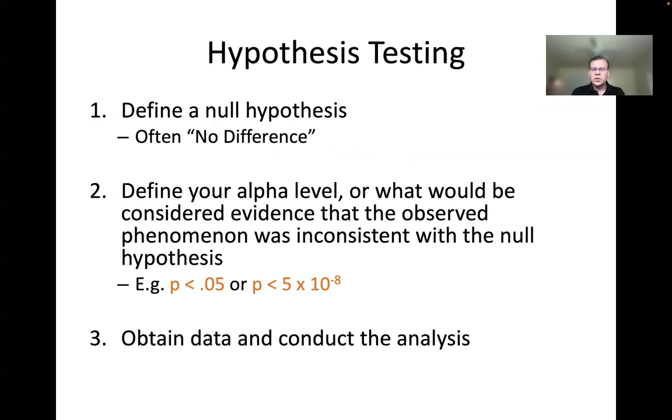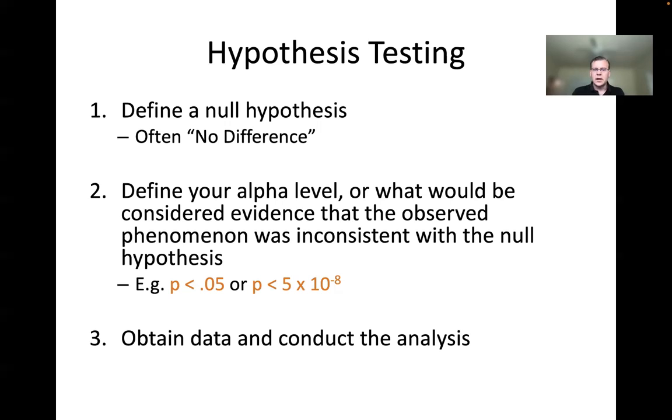So when we're thinking about hypothesis testing, we really have three steps. The first step is to define what the null hypothesis is. Oftentimes, this is a hypothesis of no difference. So group A is equal to group B, or the parameter of interest that we're looking for, say our heritability coefficient, is equal to 0.